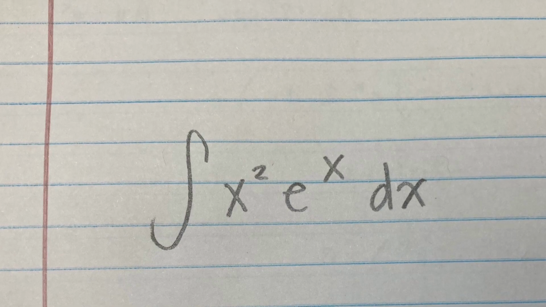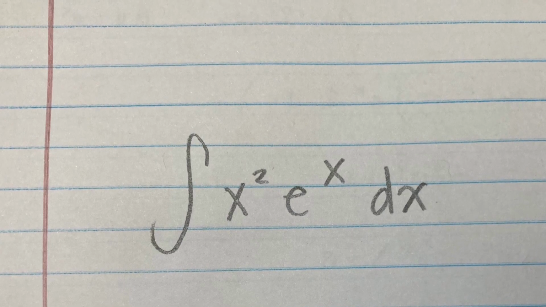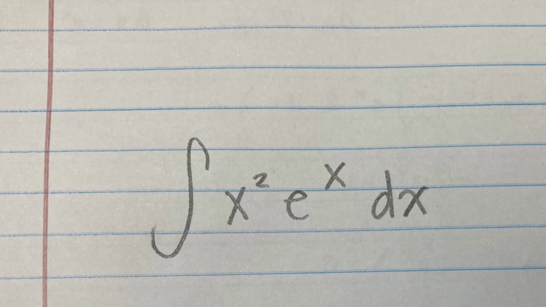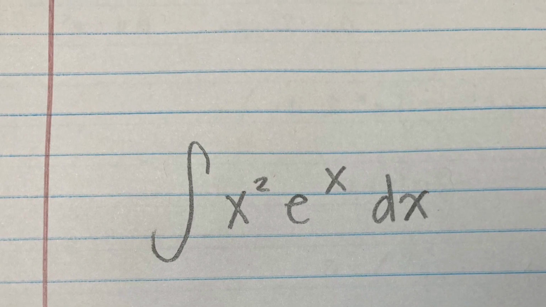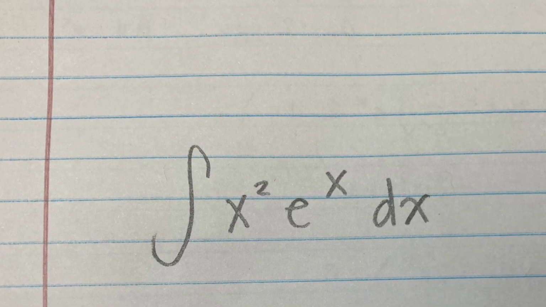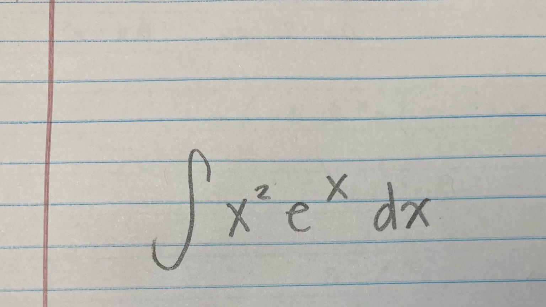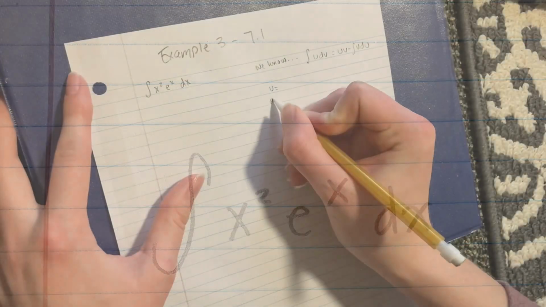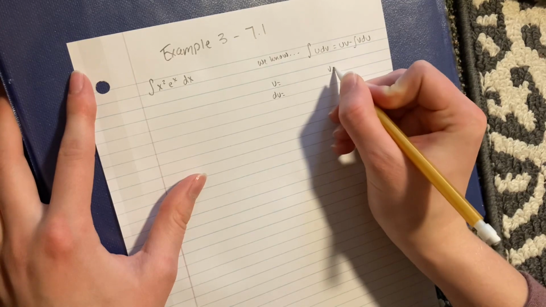I can't use u substitution because the derivative of x squared doesn't cancel out with e to the x and vice versa. And then I can't split it into 2 integrals because these terms are multiplied and not added. So I'm going to use the integration by parts method.